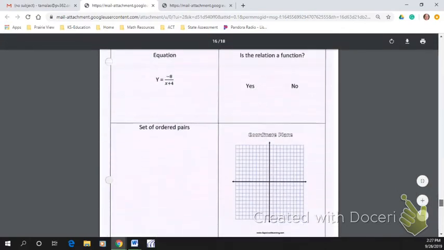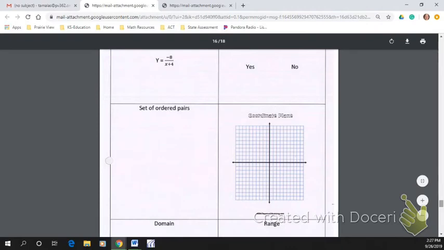Ooh, what kind of function is that? It is a function. You may know what it is? It is a reciprocal function. There's the parent function to the reciprocal.